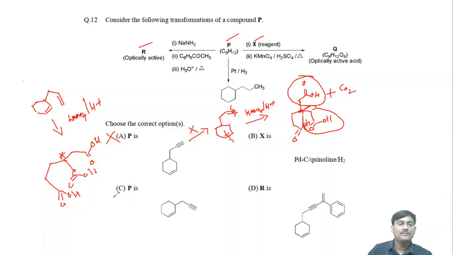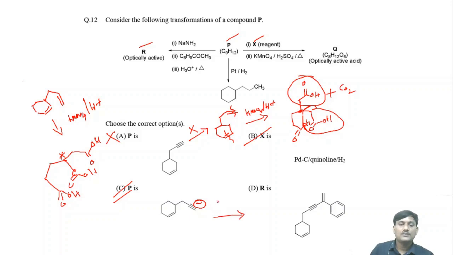P is this one. Suppose you take P as this molecule, then what is the R? X is correct here also. And what is the R? You have to treat first with sodamide. So this one abstracts a proton. So this one will become C minus. Here the proton will be abstracted.